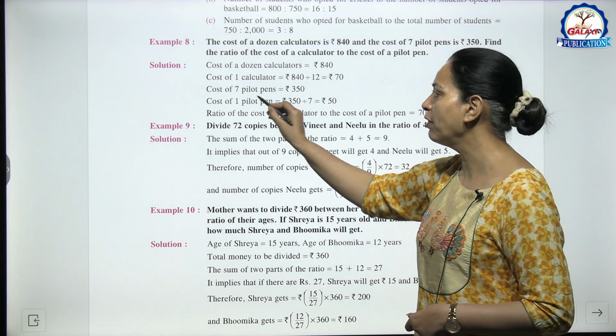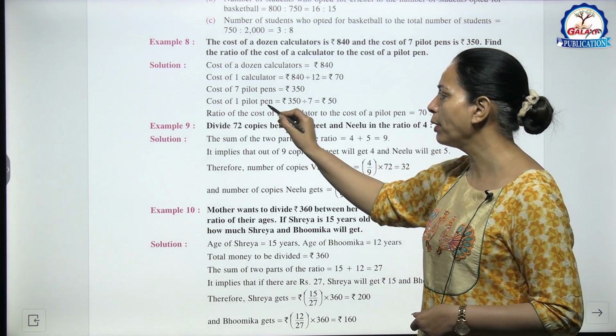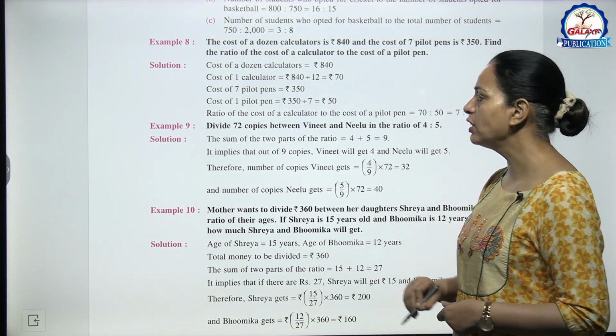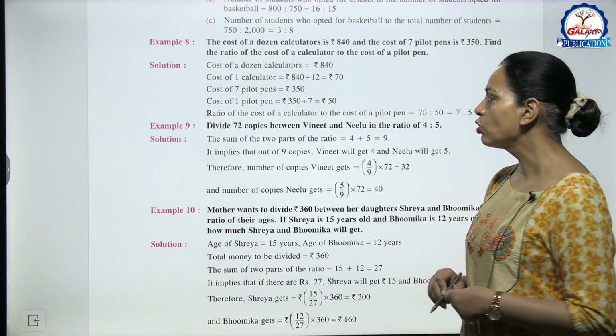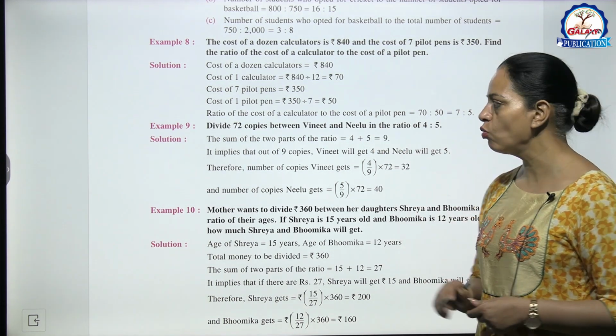And cost of 7 pilot pens rupees 350. So cost of one pilot pen 350 divided by 7, that is rupees 50. So find the ratio, 70 is to 50, 7 is to 5.